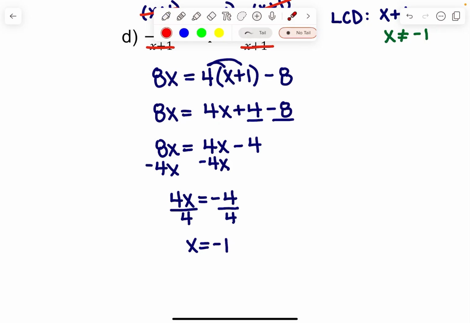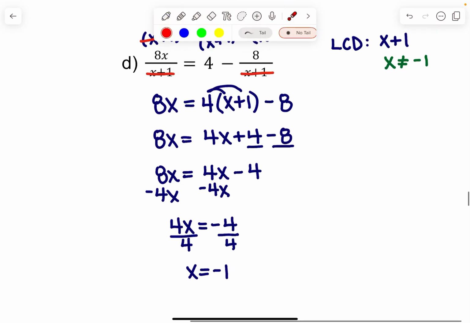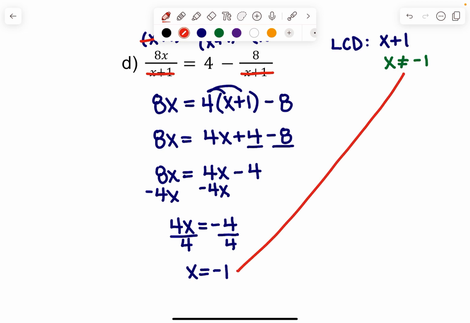Now, we need to check our restrictions. We said at the very beginning that x cannot equal negative 1, but that's the answer we got, which is a problem. This means it's an extraneous solution, or more importantly, we have no solution.